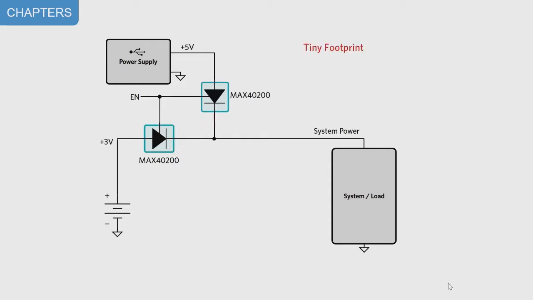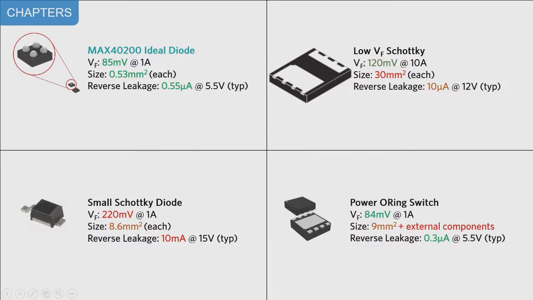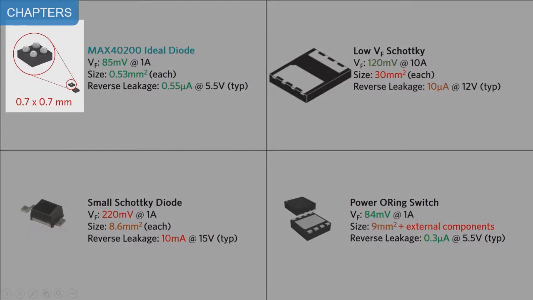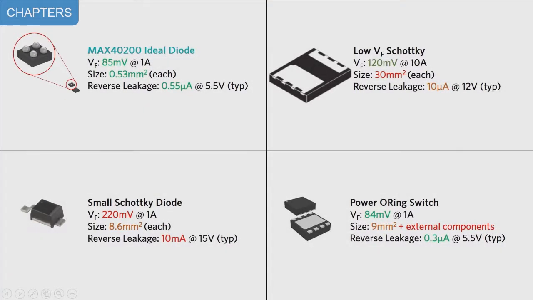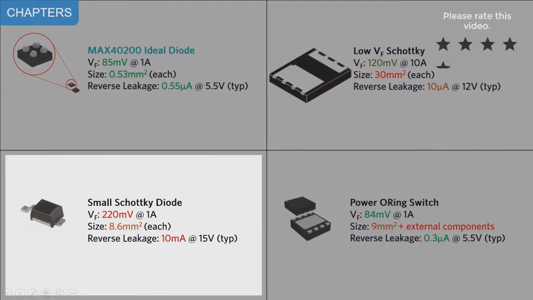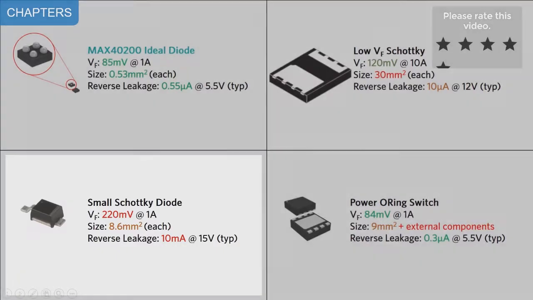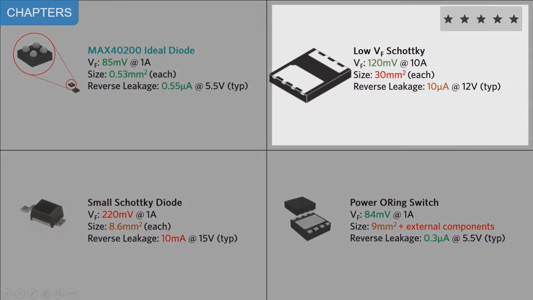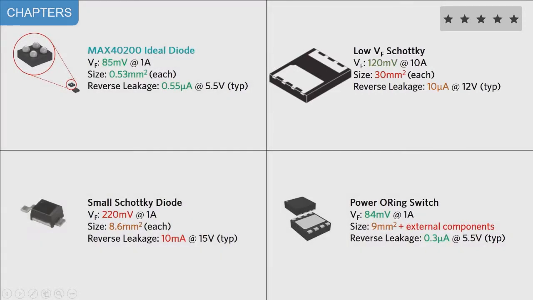For applications that require tiny footprint, low forward voltage, low reverse leakage, and low cost, it is a highly competitive option. In a 0.7mm by 0.7mm package, it offers a forward voltage drop of 85 millivolts at 1 amp, which is significantly less than most Schottky diodes. Searching several electronics distributor websites, I can find small Schottky diodes rated down to 220 millivolts at 1 amp. I did find one with a forward voltage rating of 120 millivolts at 10 amps and excellent reverse current rating, but that one is 50 times the size.